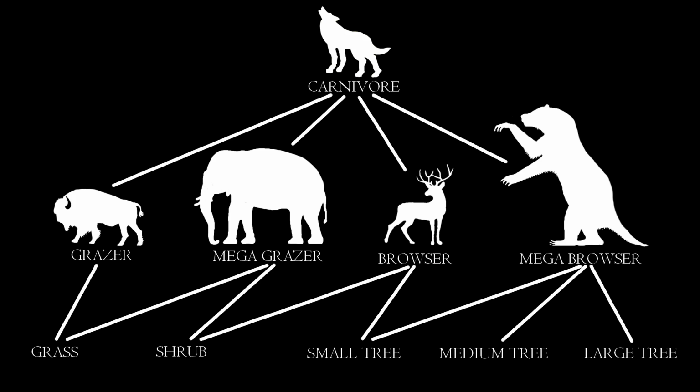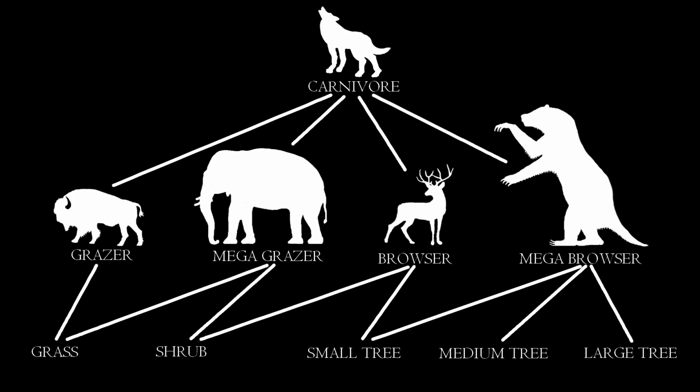Grazers eat grass, and an example would be the bison. Megagrazers eat grass and shrub. A living example would be the African elephant, whilst mammoth would be an extinct example. Browsers eat shrubs and small trees. An example would be the deer.